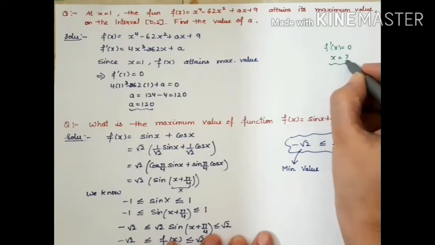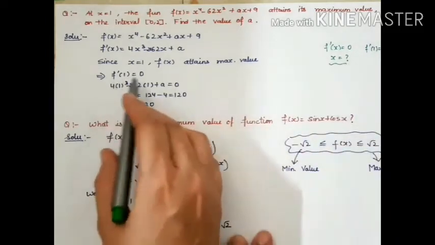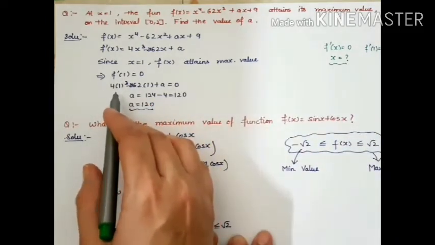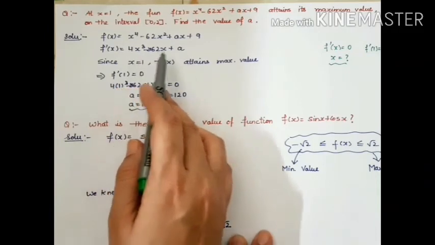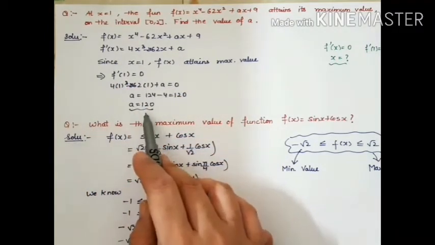So it is already given to you that the function is attaining maximum at x is equal to 1. This means f dash 1 is equal to 0. This concept we have used here. Just replace x with 1 everywhere and you can get the value of a.